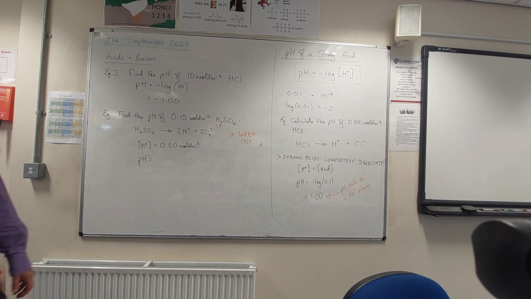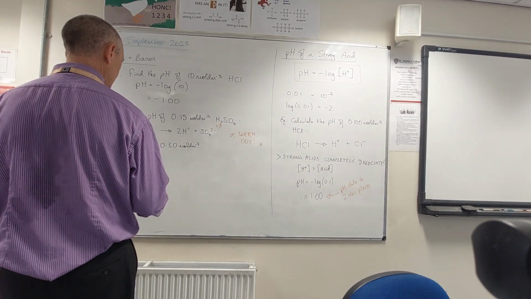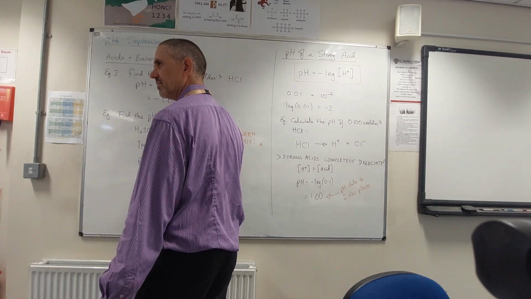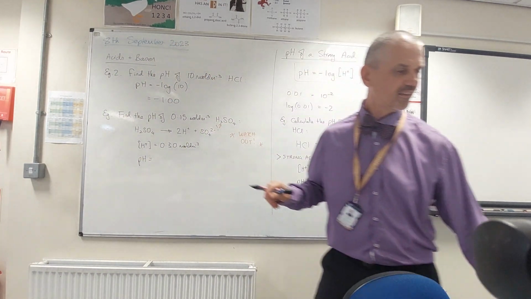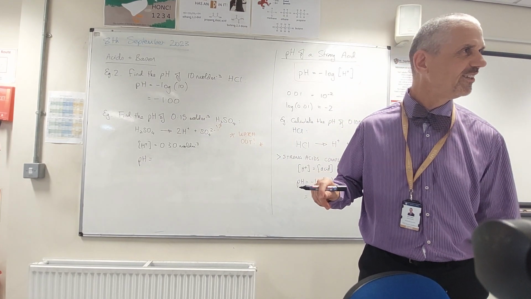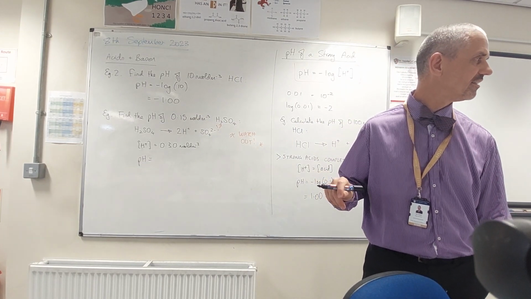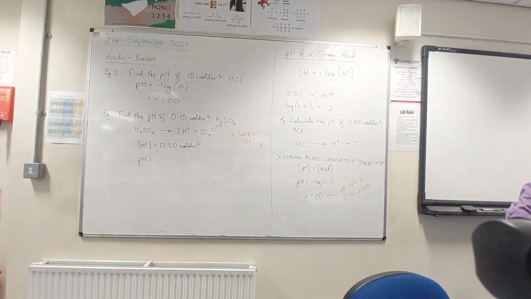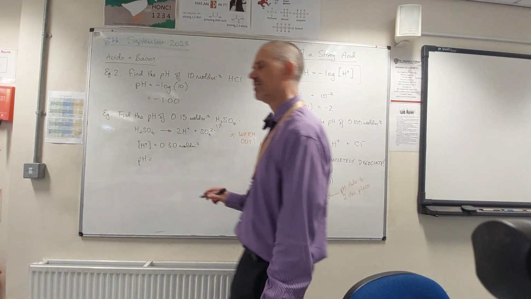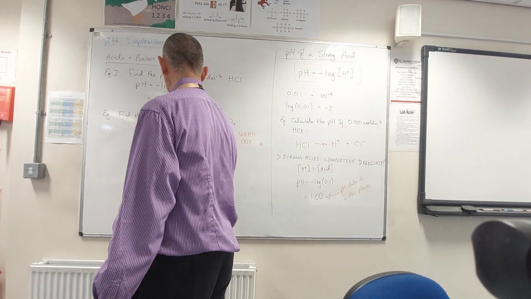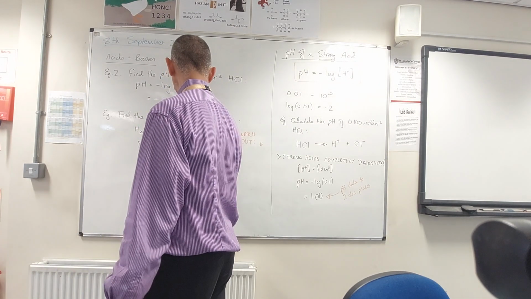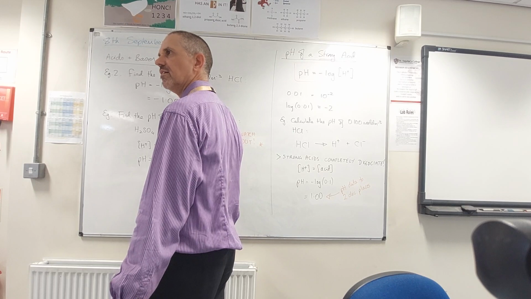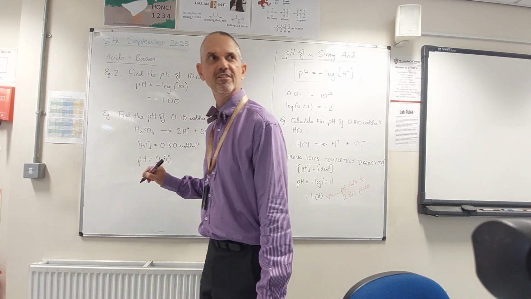0.52. Hang on, is that minus? It's not minus. It should be minus, because it's just less than 10, so it would be a negative log. So it's 0.52, 2 decimal places. 5, 2. Yeah.